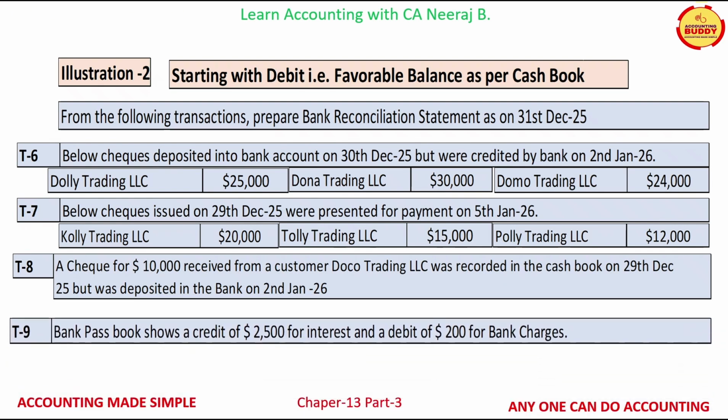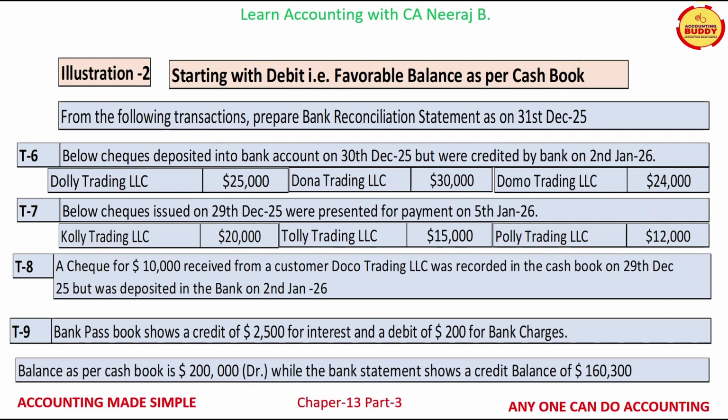The T9 unmatched transaction: the bank passbook shows a credit value of $2,500 for interest and a debit of $200 for bank charges. Balance as per cash book is $200,000 debit balance and the bank statement shows a credit balance of $160,300. Based on the above information, we will prepare a bank reconciliation statement in the next slide.